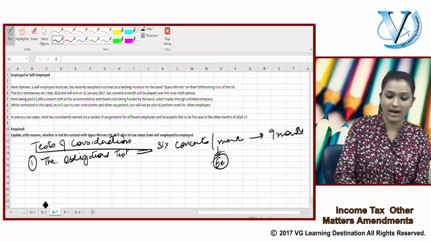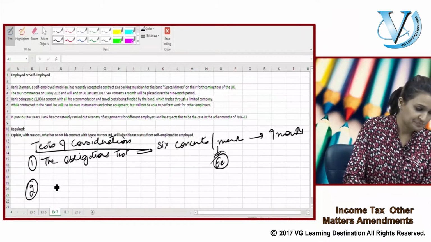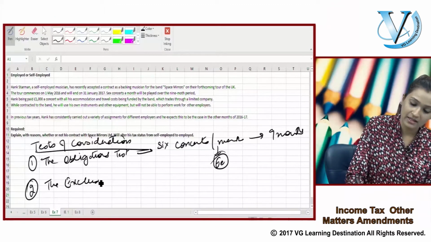Let's have a look at the other test of consideration, being the exclusivity.